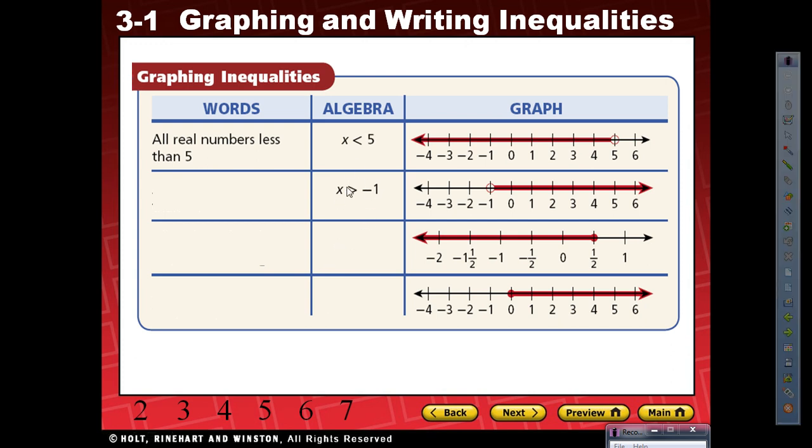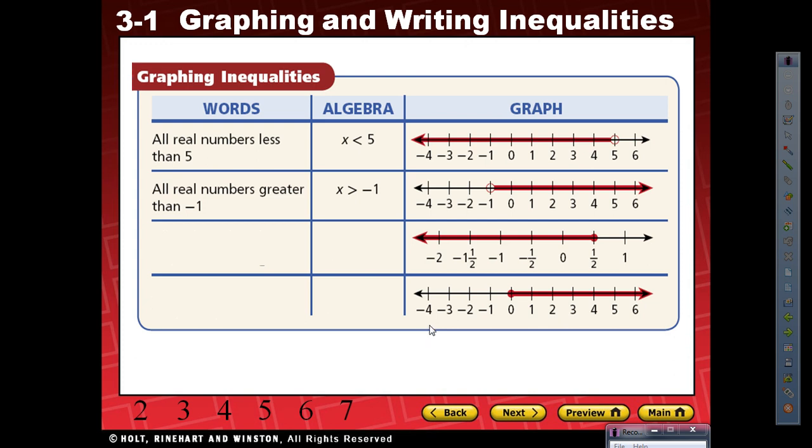And if we were to write this in words, if this one is all real numbers less than 5, then this one is all real numbers greater than -1. All real numbers greater than -1. So you write that down.